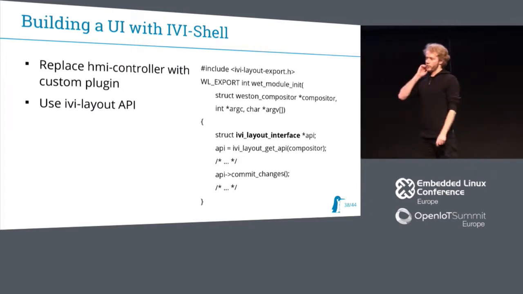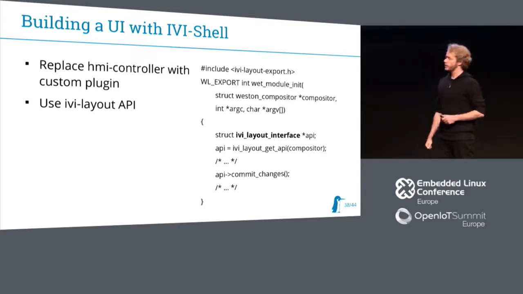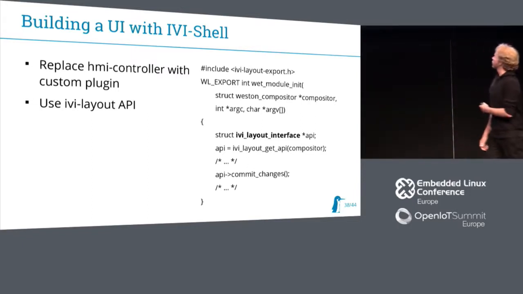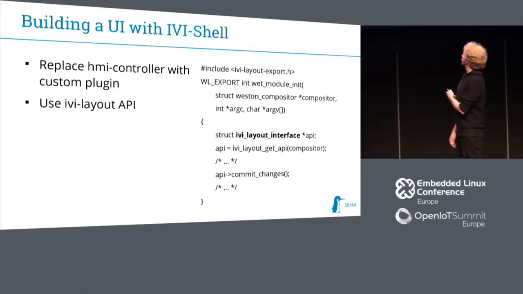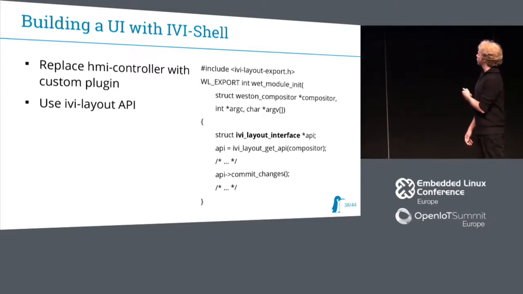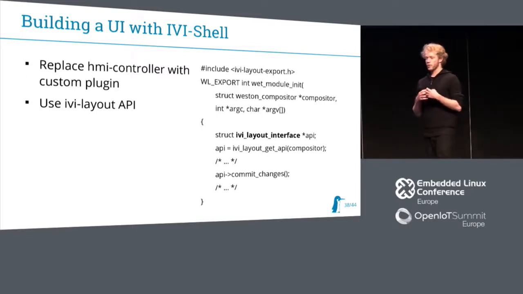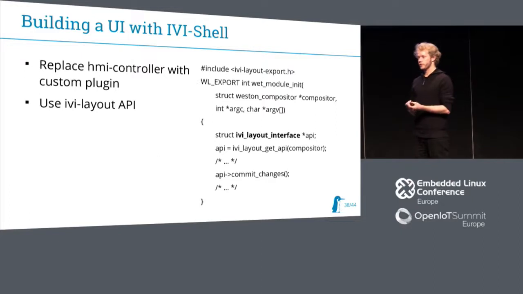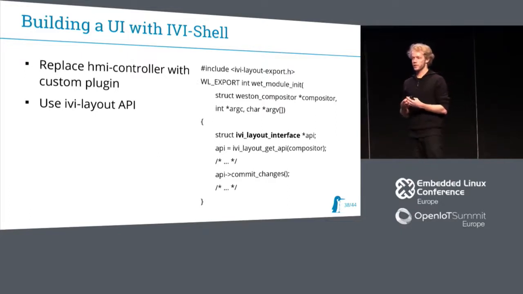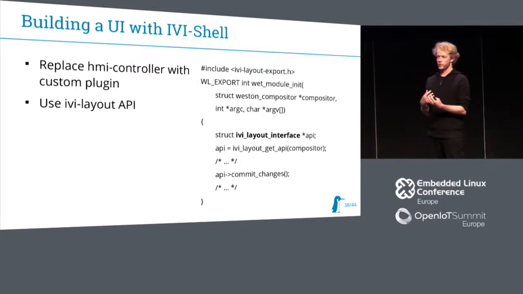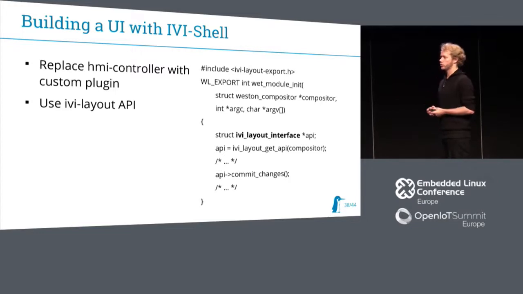This library exports an API called the IVI layout. So in your HMI controller, you call this IVI layout get API. You will get an IVI layout interface. And on this interface, you are able to create surfaces, position these surfaces, add the surfaces to various layers, and do your user interface implementation.